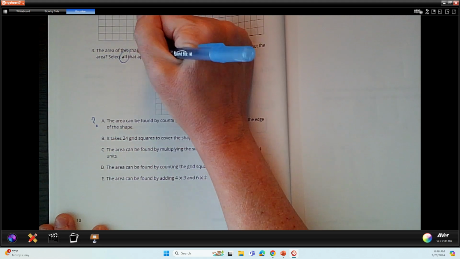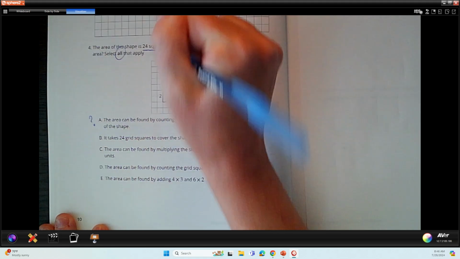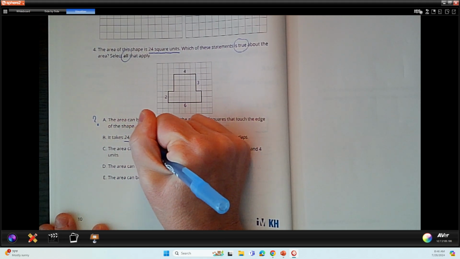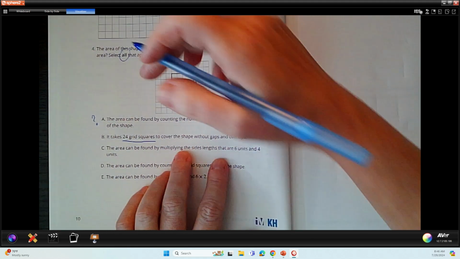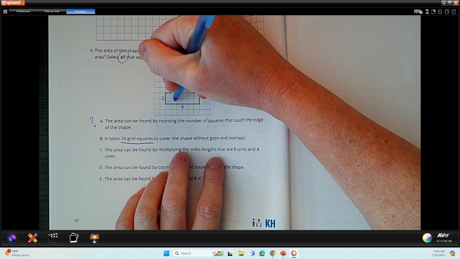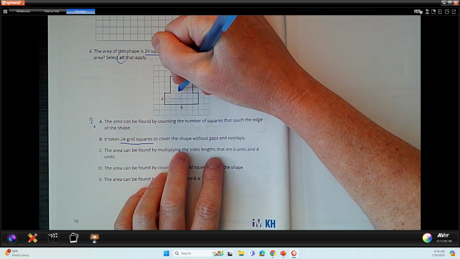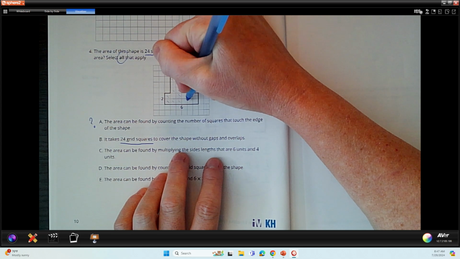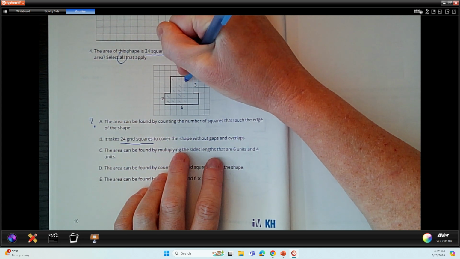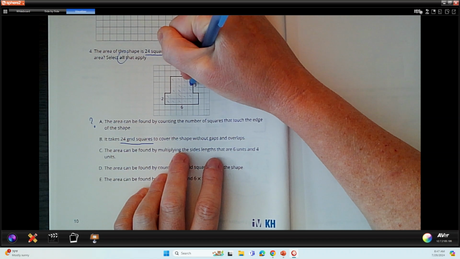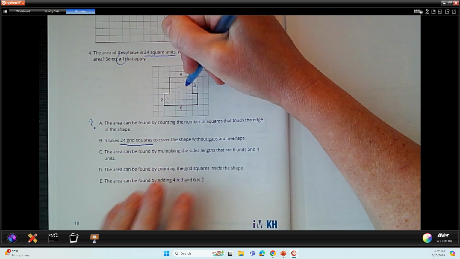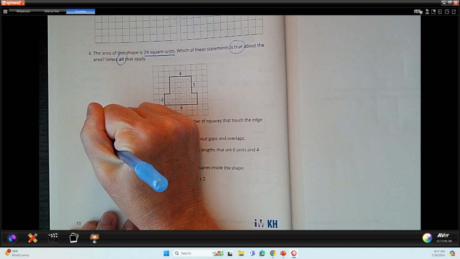Well, if it's telling me that there are 24 square units and it says that there are 24 grid squares, I can assume that that is true. Now let's just test it and see. 1, 2, 3, 4, 5, 6, 7, 8, 9, 10, 11, 12, 13, 14, 15, 16, 17, 18, 19, 20, 21, 22, 23, 24. So yeah, that one works.